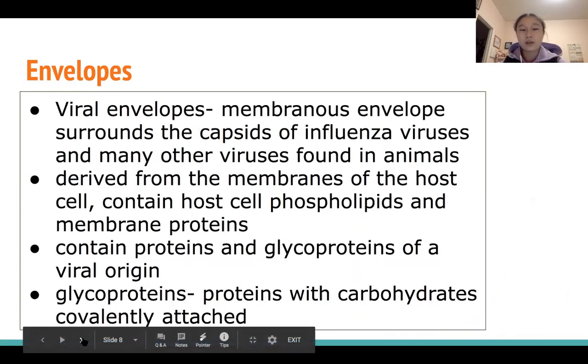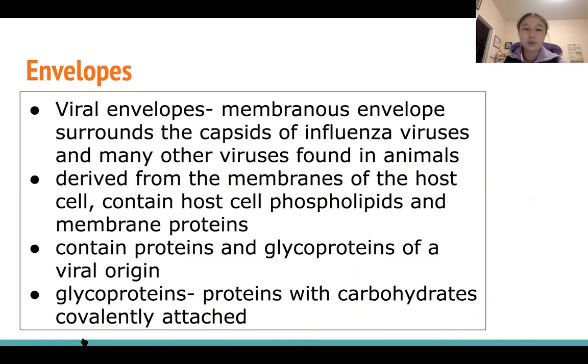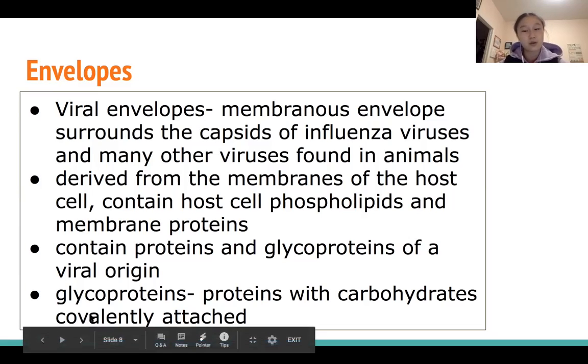Envelopes. Viral envelopes are the membranous envelope that surrounds the capsids of influenza viruses and many other viruses found in animals. They are derived from the membranes of the host cell and contain host cell phospholipids and membrane proteins. They also contain proteins and glycoproteins of a viral origin. And if you don't know, glycoproteins are proteins with carbohydrates that are covalently attached.